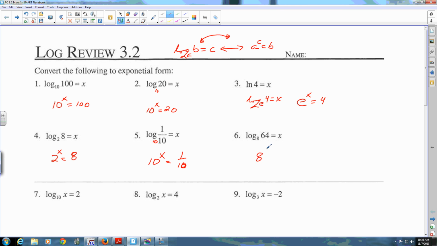Good gravy, my 10s today are awful. 8 to the x is equal to 64. Okay?